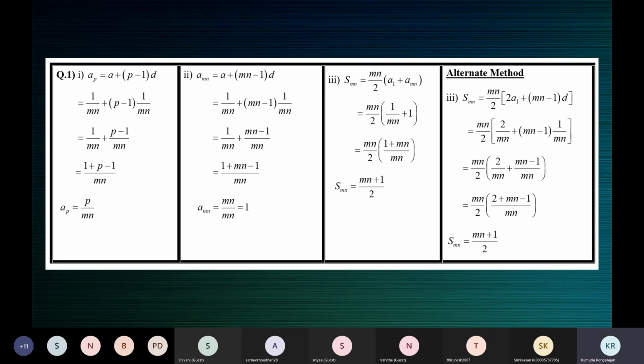So now let's find the first one, the pth term. So the pth term is a plus p minus 1 into d. We know this. And we just found, we have to substitute the values of a and d. That's all. Like we always do. a we found is 1 by mn. d is also 1 by mn.